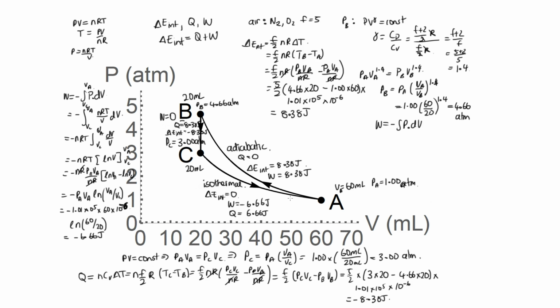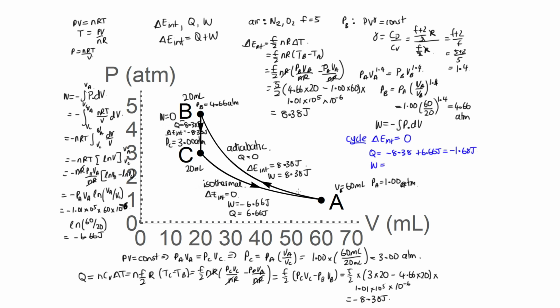Okay, so we've calculated it for each of these paths now. Let's have a look at the cycle. The change in internal energy, you can see we've got 8.38 getting up to B, getting down minus 8.38, and then 0. So around the cycle it's 0. For the heat added, we've got 0, and then we've got minus 8.38 joules, and then we've got plus 6.66 joules, and so this gives us minus 1.68 joules.